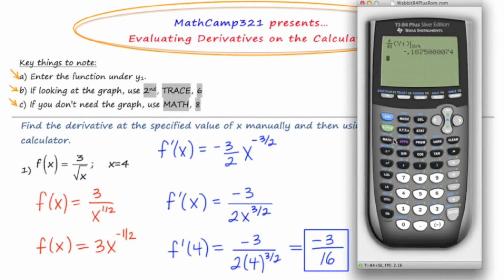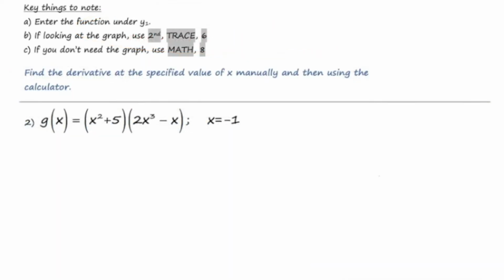Okay, so I've given you 2 ways to find the derivative. One, second trace 6, and the other is math 8. We're just going to look at one more example. Okay, the instructions for number 2 are the same. Find the derivative at the specified value of x manually, and then do so using the calculator.